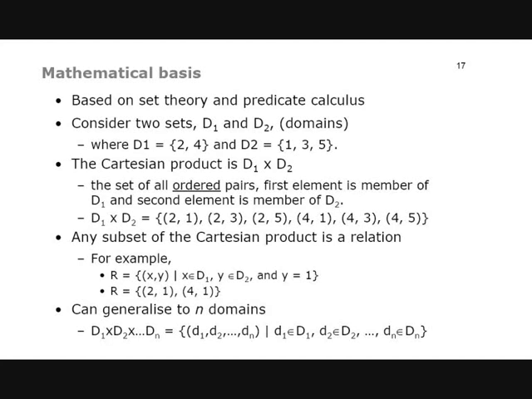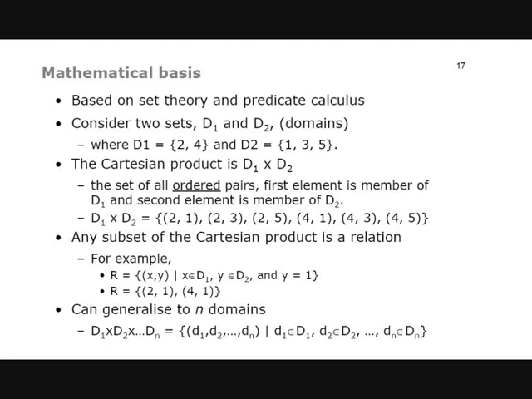If I now define any subset of the Cartesian product, that is a relation, and that's where the name relation comes from. So if I now say, for example, I want a relation that is formed of all the pairs (x, y), such that x belongs to the first set, y belongs to the second set, and y is equal to 1. That is a relation. It's a subset of the Cartesian product, and is defined by all of the paired elements where the second element is 1. So that is going to be (2,1) and (4,1). So it's a subset of the Cartesian product.